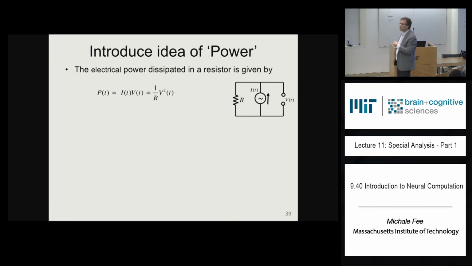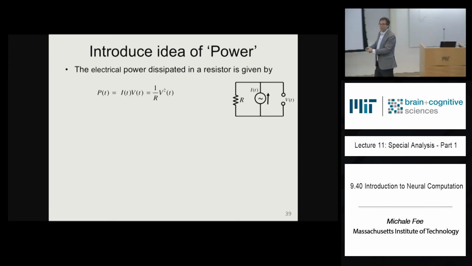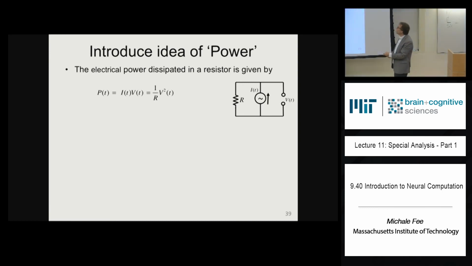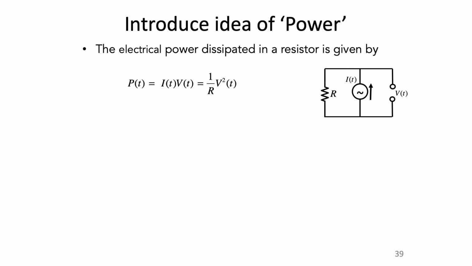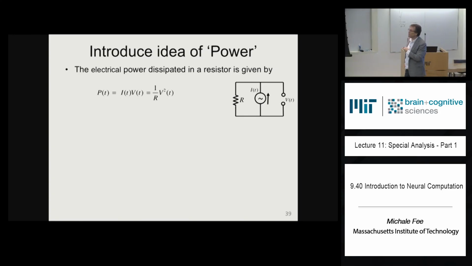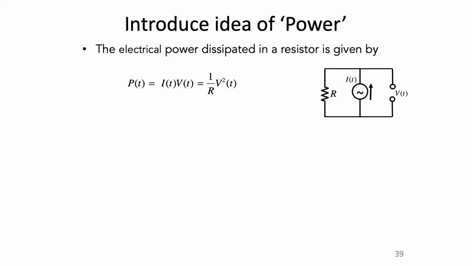And when current flows through a resistor, it dissipates power, right? And the power dissipated in a resistor is just the current times the voltage drop across that resistor. Okay? That means that the power, now remember Ohm's law tells you that current is just voltage divided by resistance, right? So this is V divided by R. So the power is just V squared divided by R.